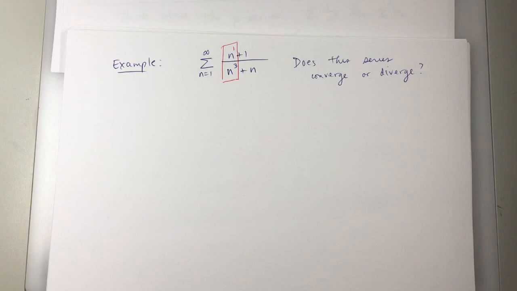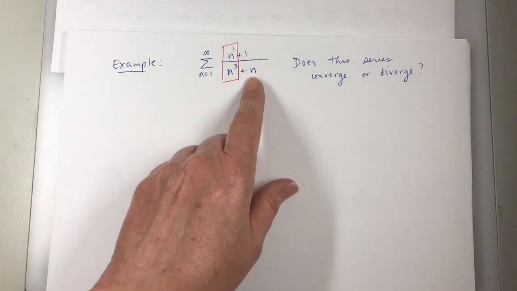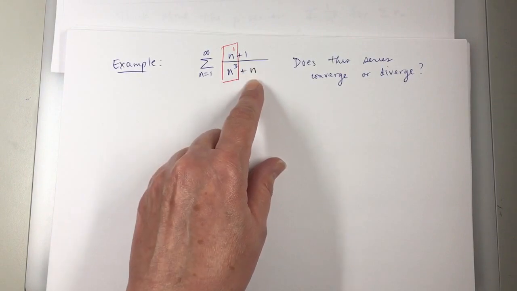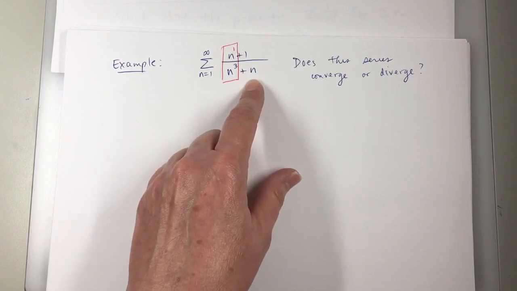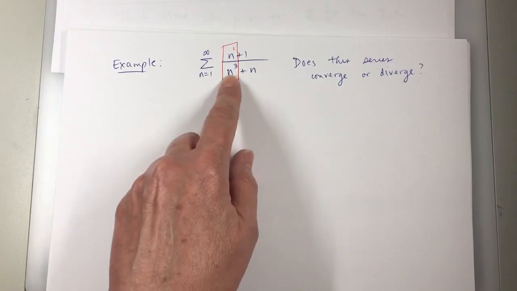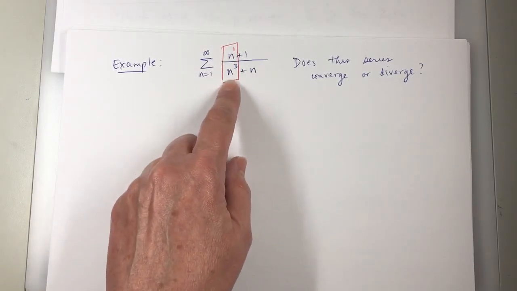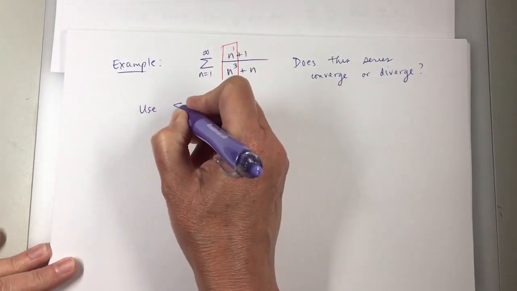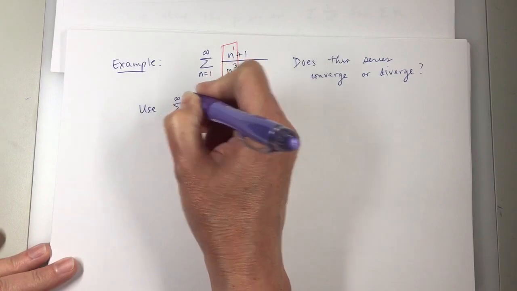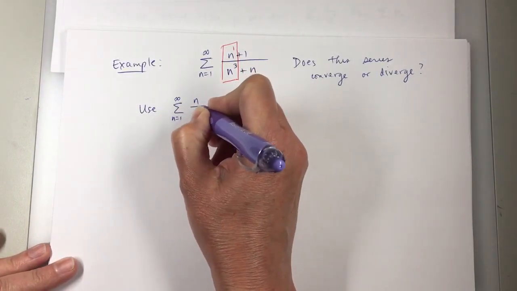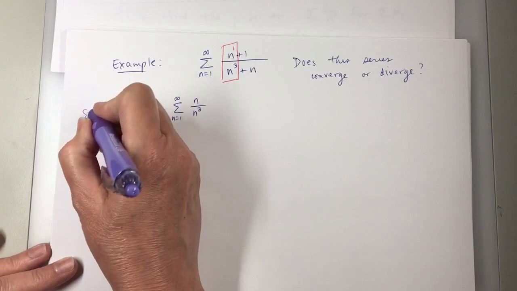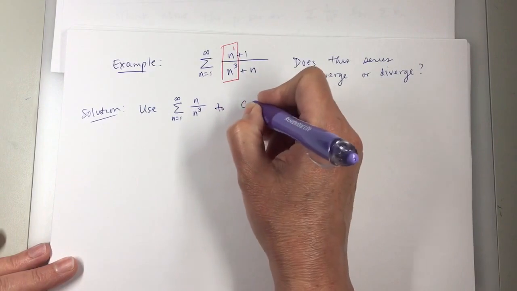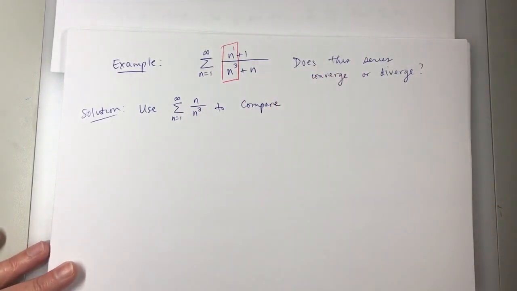Just like that algebra problem I started class with, these are going to be, as n goes to infinity, so they don't matter. These are going to determine what's going on. So I want to do this. I'm going to use the series as n goes from 1 to infinity of n over n cubed as b sub n. I'll just use that to compare.